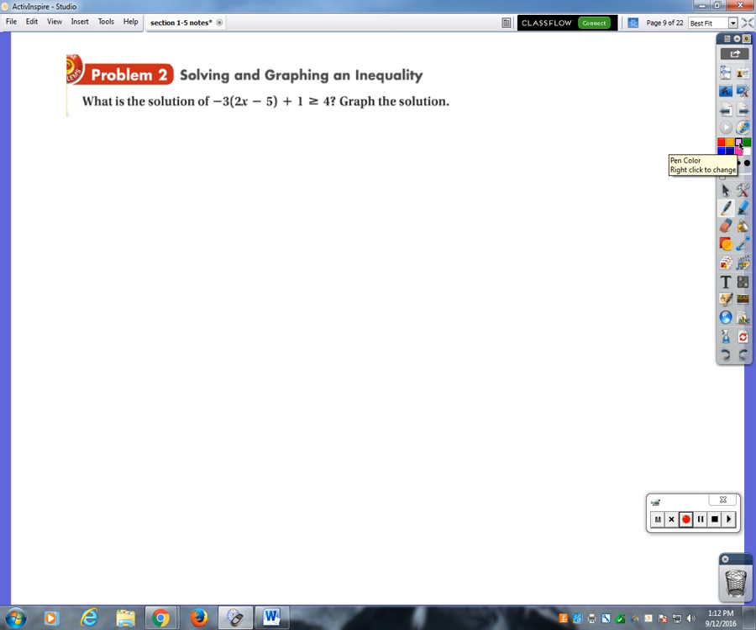So let's take a look at negative 3 times the quantity 2x minus 5, plus 1, greater than or equal to 4. And let's not ask Siri what the answer is. Let's figure it out all by ourselves, okay? What do I do first to solve this inequality? Distribute the negative 3. So negative 3 times 2x is negative 6x. Negative 3 times negative 5 is plus 15. I still have the plus 1, and I want that to be greater than or equal to 4.